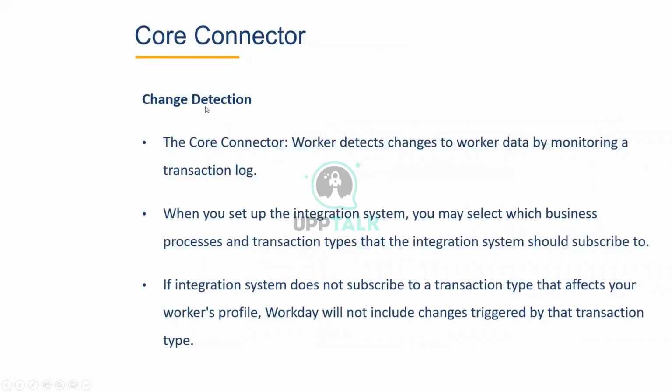Change detection. We have been talking about full file and changes. The core connector worker detects the changes to worker data by monitoring a transaction log. When you set up the integration system, you may select which business processes and transaction types the integration system should subscribe to monitor the changes. If the integration system does not subscribe to a transaction type that affects your worker profile, Workday will not include changes triggered by that transaction type.